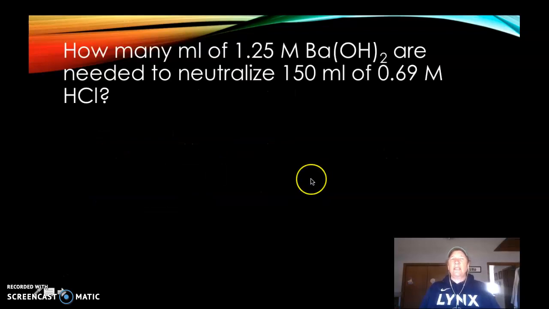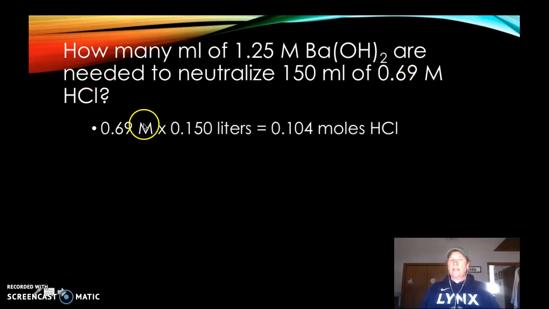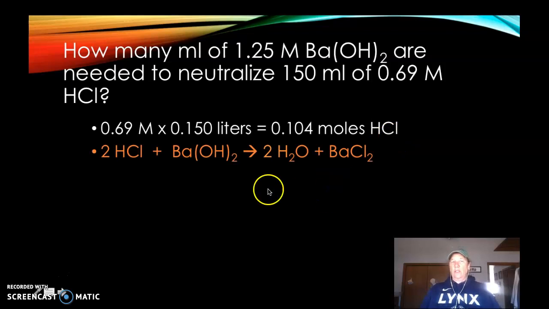Okay, how many milliliters? This is a titration. 1.25 molar barium hydroxide are needed to neutralize 150 milliliters of 0.69 molar hydrochloric acid. So this is my acid, and I know two things about my acid. I take my 0.69, my concentration, and I've got to change this volume to liters. So that's how many moles of HCl. Then I've got to write a balanced equation. Acid and a base. I know the acid because hydrogen is listed first, the base because hydroxide is second. When I get over here, I have water and whatever's left over, barium and chlorine, because the H and the OH make water.